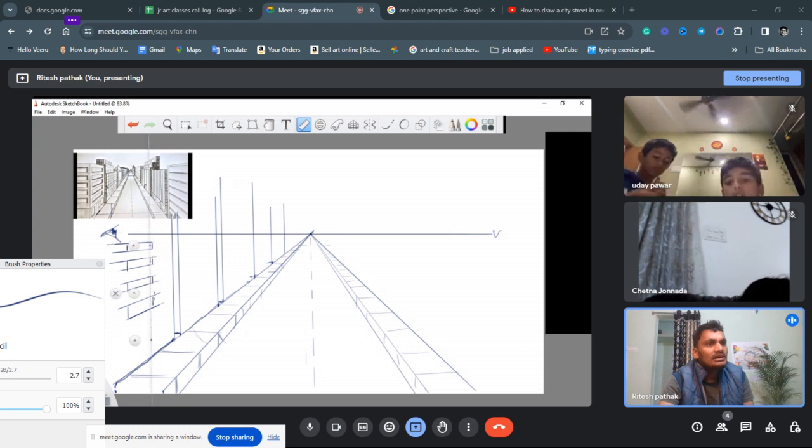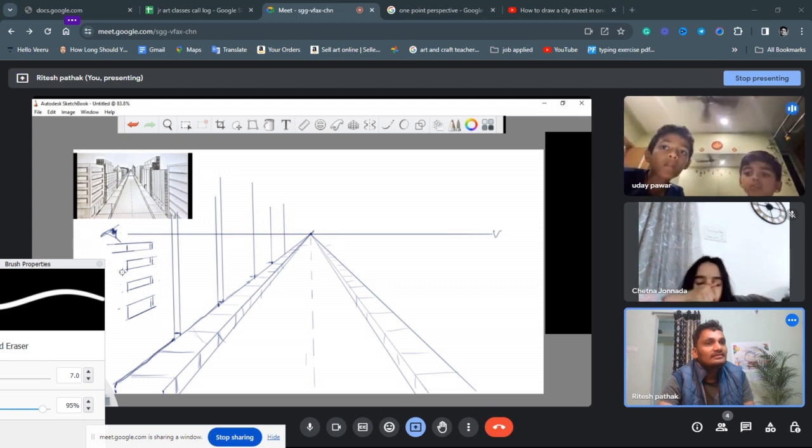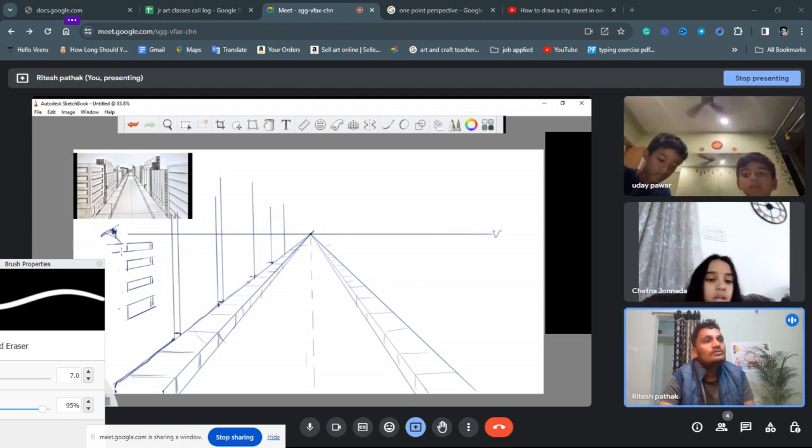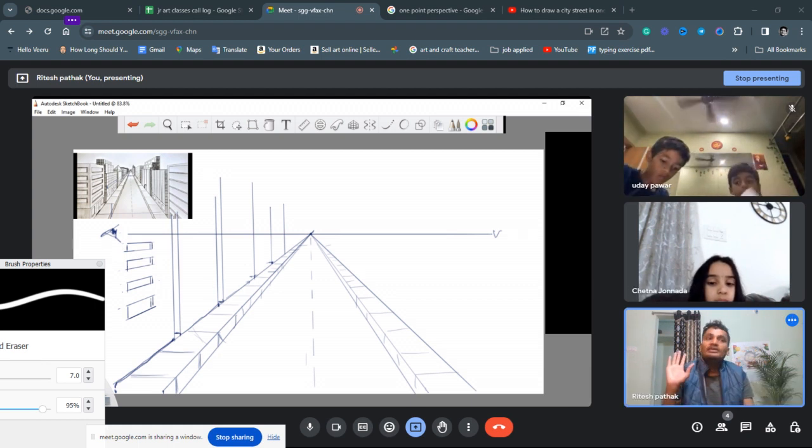So this is how the window is there, right? Now we'll take my eraser and erase the extra lines, right? Sorry. Okay. Now windows are ready or not, guys? Clear? Chetna, understanding? Yes, sir. This is how all the windows, how we did the road, the same way we'll be doing windows also. Getting it?